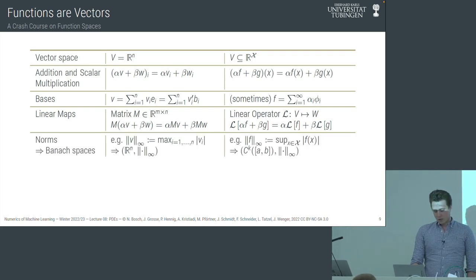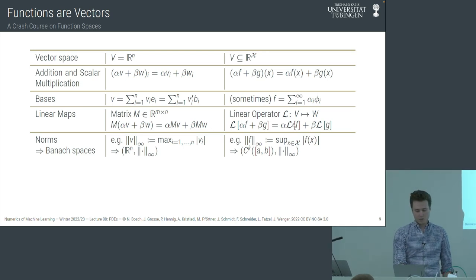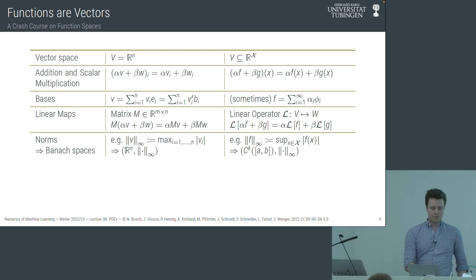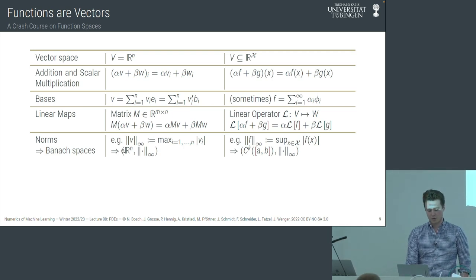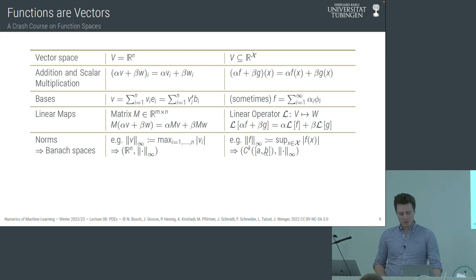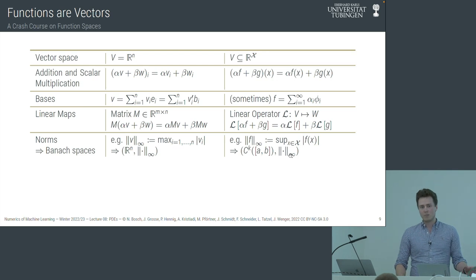There are two more details. You can define norms on vector spaces, right? For example, here we have the maximum norm or the infinity norm on Rn. And the analog of this also exists for certain classes of functions. You can just take the supremum over a function, and it turns out to be a norm on some function spaces. If we have norms, we can also talk about convergence. And if every Cauchy sequence in these spaces converges, we can talk about a Banach space. And we know that Rn with the infinity norm is a Banach space. But actually, the space of k times continuously differentiable functions on some set is also a Banach space with this particular norm.